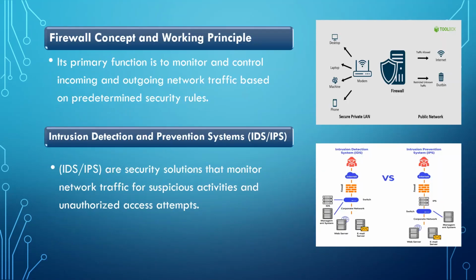First thing is the firewall concept and working principle. A firewall is a network security device that acts as a barrier between an internal network and external networks, such as the internet. Its primary function is to monitor and control incoming and outgoing network traffic based on predetermined security rules. Firewalls can be hardware or software based and operate by examining packets of data and determining whether to allow or block them based on defined criteria, such as source and destination IP addresses, ports, protocols, and packet contents.